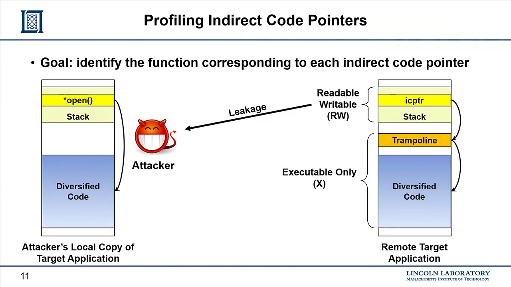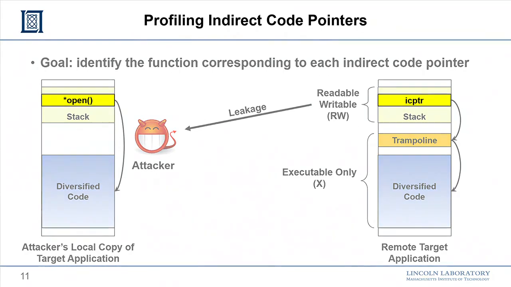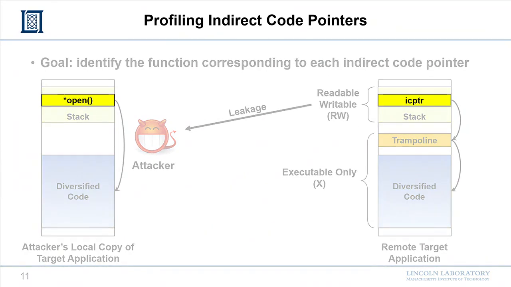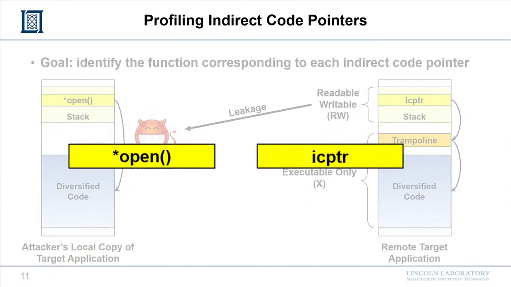By observing that, in this case, a pointer to open is stored on the stack, and in the remote application an indirect code pointer is stored on the stack, the attacker can observe that these two values are really the same thing. So that indirect code pointer is essentially the same thing as having a pointer to that function open. This way, we can map which indirect pointers correspond to which real functions in the application. So this is saying that, in essence, running the application itself leaks enough information that we can infer, or reverse engineer, that layer of indirection.